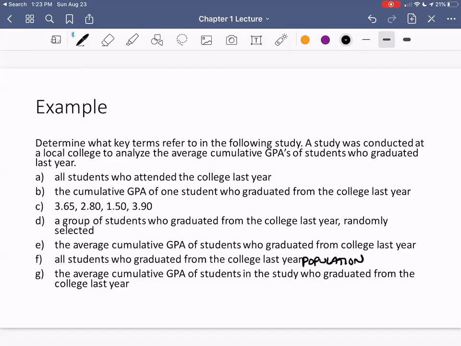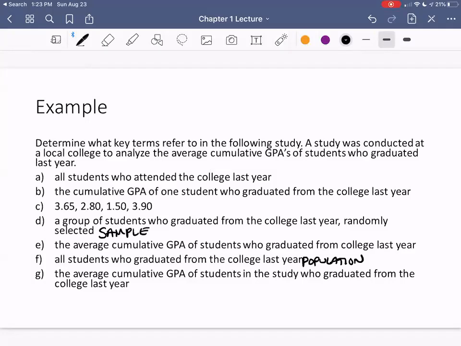All right. Okay, so next one is our sample. Our sample is, well, what are we sampling here? You should have selected letter D. We're selecting a group of students who graduated from the college last year, and they're randomly selected. So this one is our sample, letter D.